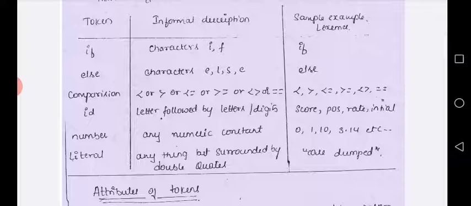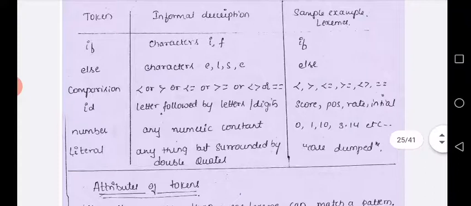Same for else also. See here, E will be followed by L, followed by S, followed by E exactly, right? The characters E, L, S, E. So if this pattern occurs anywhere in the program, we are generating a token called ELSE. Then in case of comparison also, we have less than, greater than, less than or equal to, greater than or equal to, equal to equal to. So these are all comparison statements. For that we are using a token called comparison.